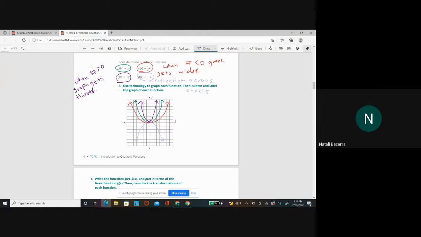I kind of drew that one a little bit thinner. Let me redraw that actually, because it looks a little thinner. So it's something like this. That's better. Okay.